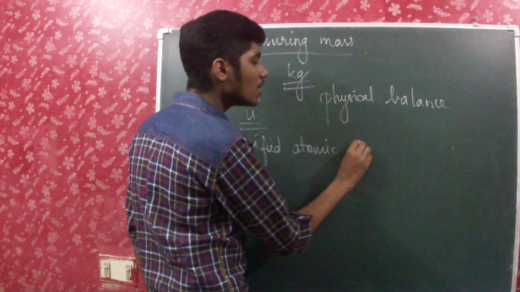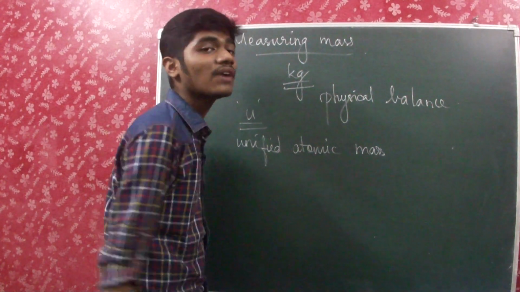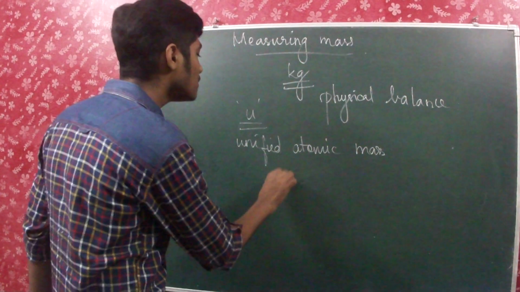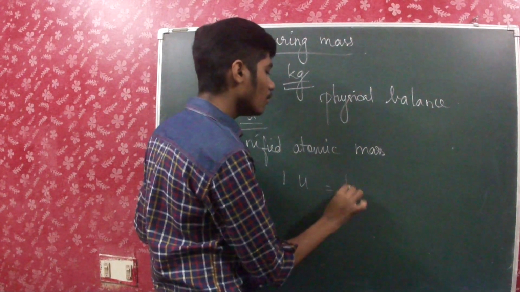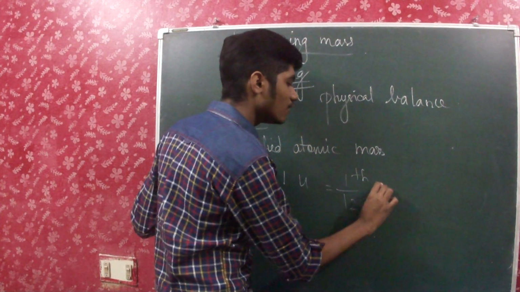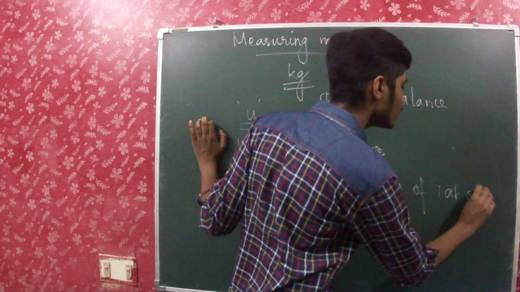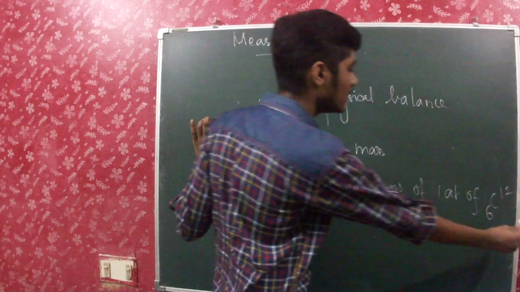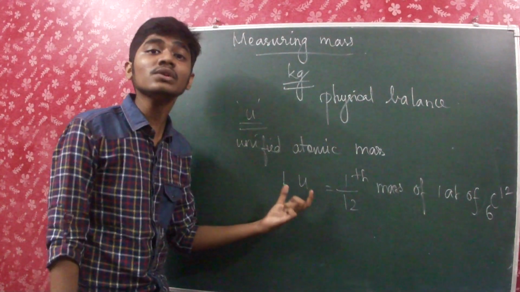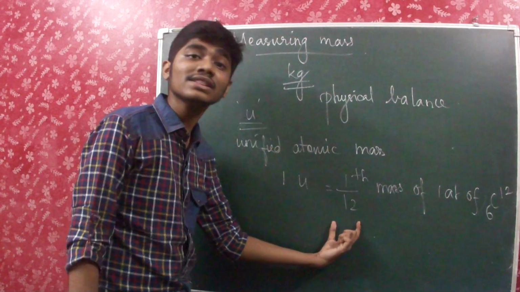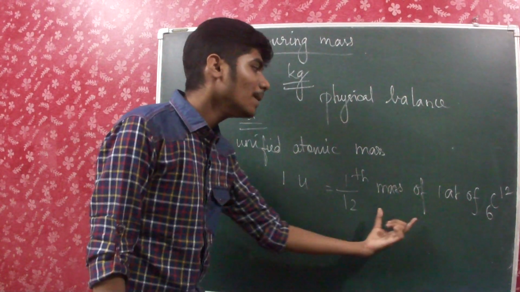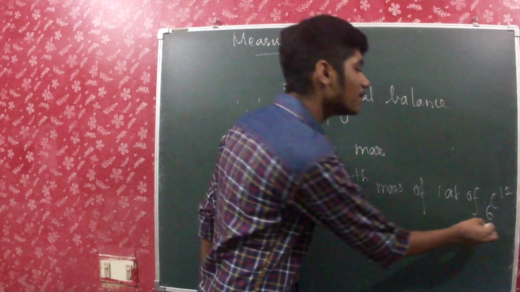So the unit for representing the mass of atoms and molecules is unified atomic mass, and it's nothing but 1 U is equal to 1/12 of the mass of 1 atom of carbon-12 isotope. That is 1 U. How do they define 1 U? 1/12 of the mass of 1 atom of carbon isotope 12.